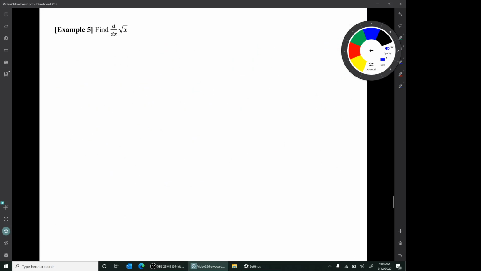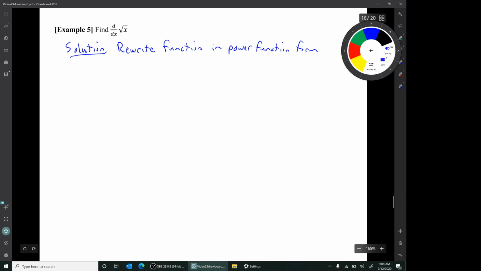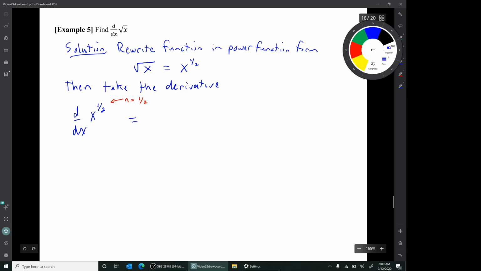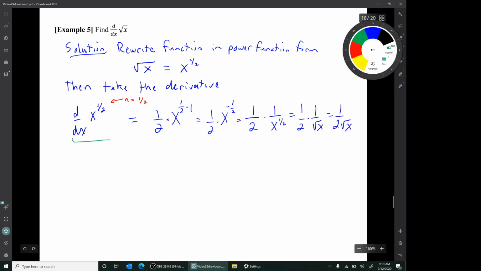All right, example 5. Find d over dx of square root of x. We have to start by rewriting the function in power function form. Then take the derivative. So notice again the format of the solution. We have the left side of the power rule, which has the d over dx and does not have any arithmetic going on. And then we have the right side of the power rule.